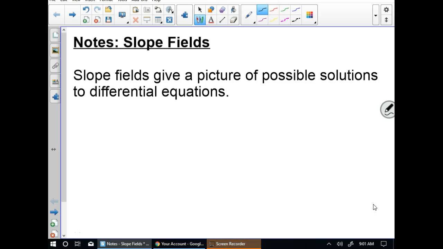Still, at least draw a slope field. Maybe not understand. I think all of you will be fine with slope fields. So let's... slope fields give a picture of the possible solutions to differential equations. Now let's write that down.